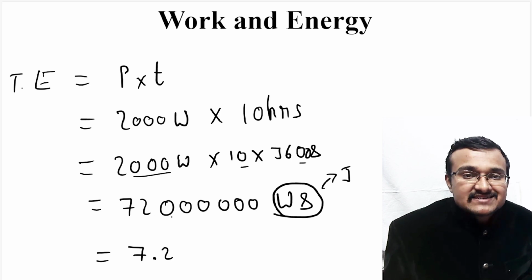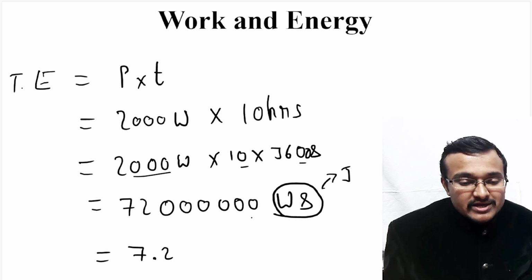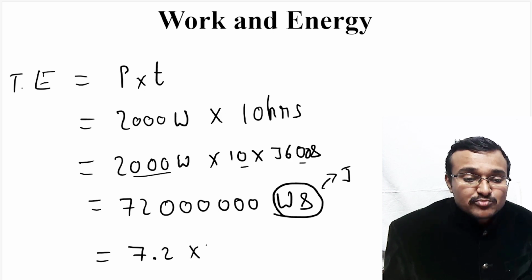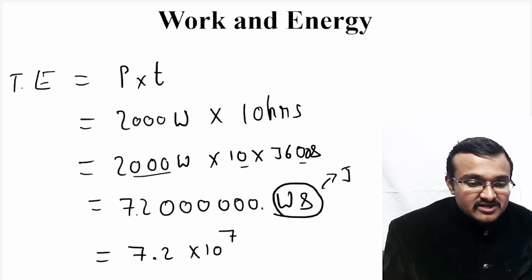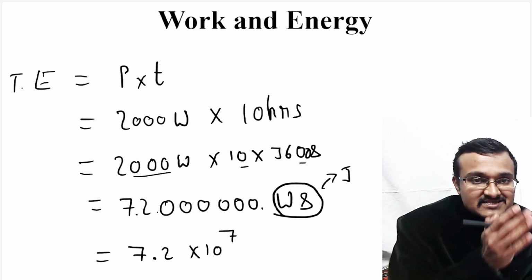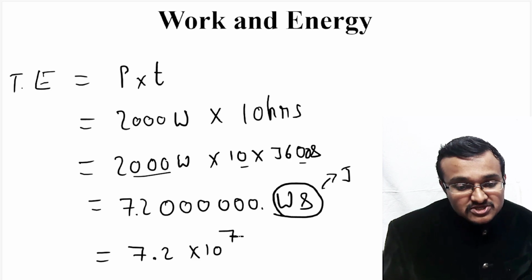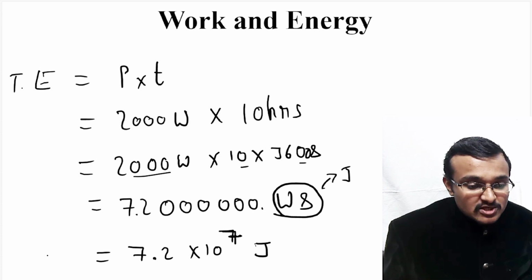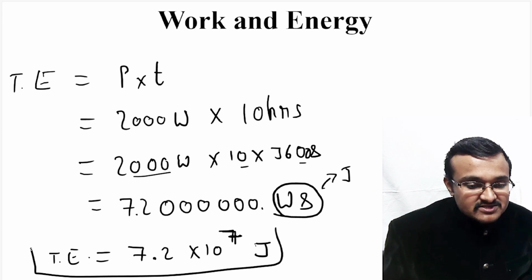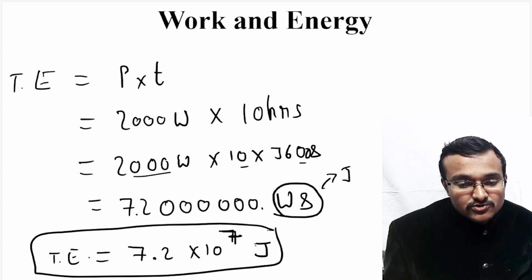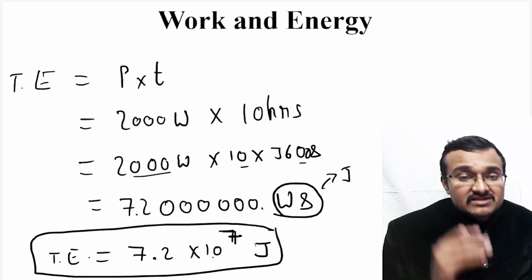7.2. In place of writing 72 followed by 6 zeros, I'll write 7.2 into 10 power 7. Here I have moved the decimal point from this position to this position, after 7 digits, that's why I'm putting 10 power 7. So 7.2 into 10 power 7, and in place of watt second I can write joule. So the total energy spent by all these 4 devices when they were run for 10 hours is equal to 7.2 into 10 power 7 joules.